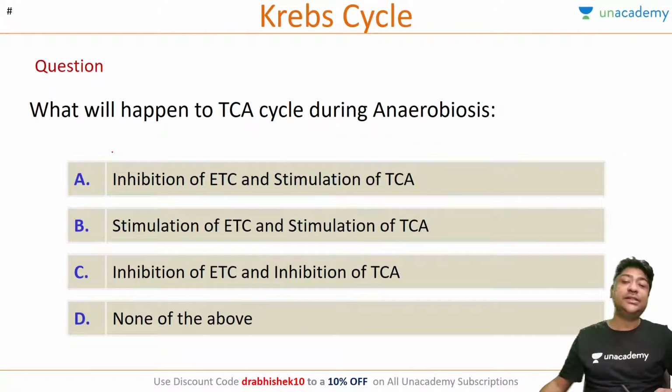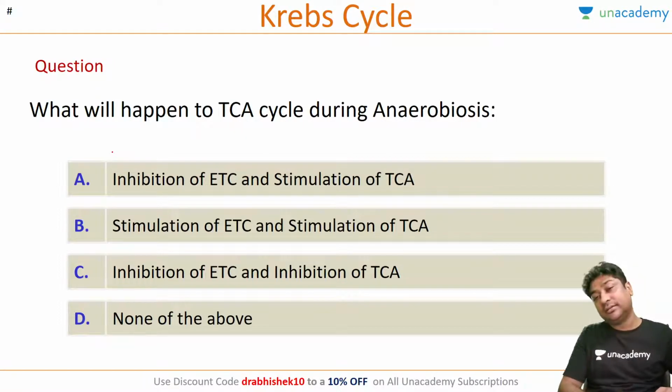What will happen to the TCA cycle during anaerobic respiration? The options are: inhibition of electron transport chain but stimulation of TCA cycle, stimulation of electron transport chain and stimulation of TCA cycle, or inhibition of both of them. What will happen to the TCA cycle during anaerobic conditions?